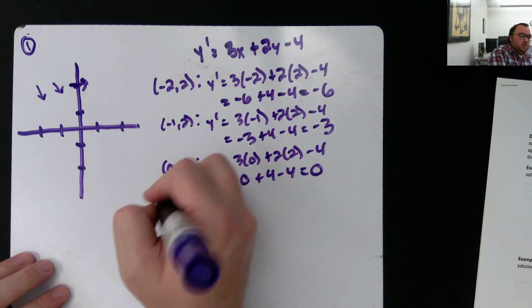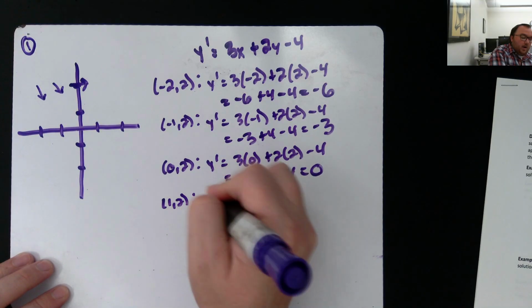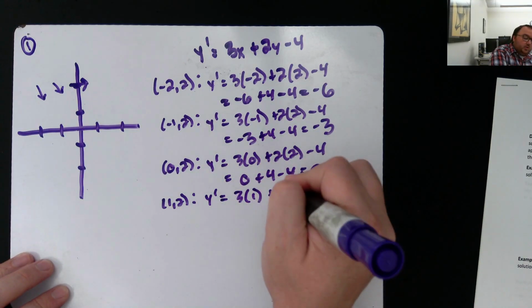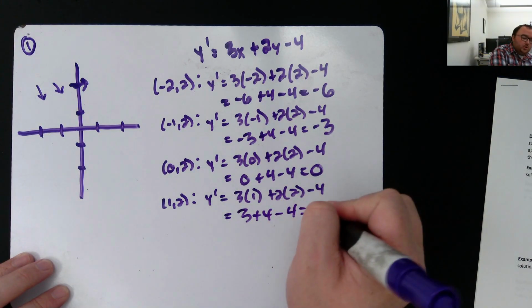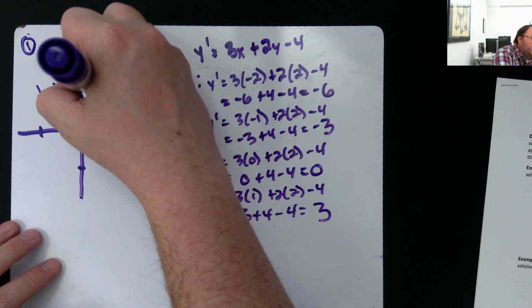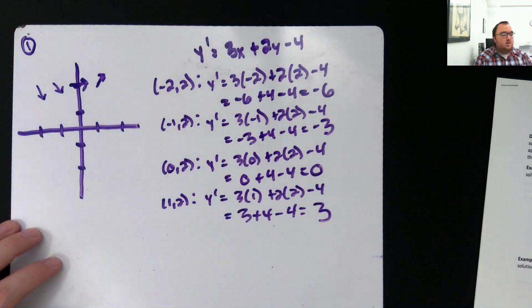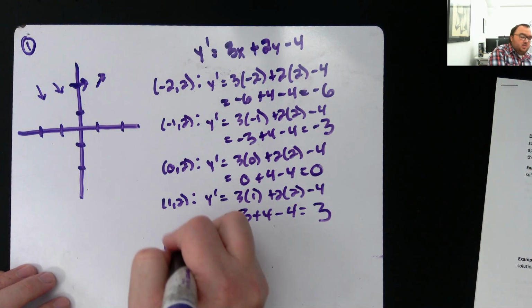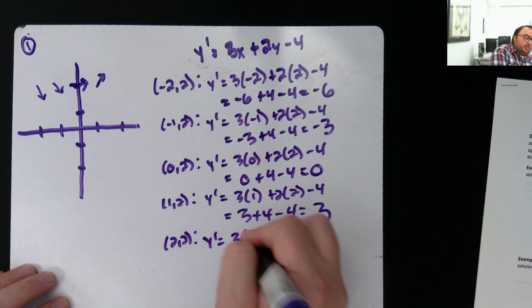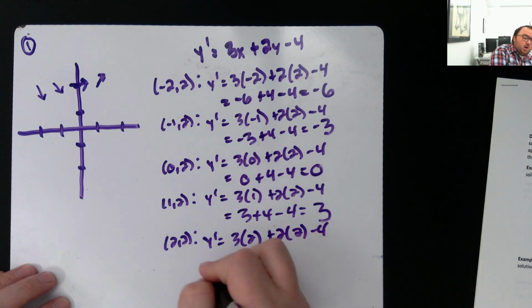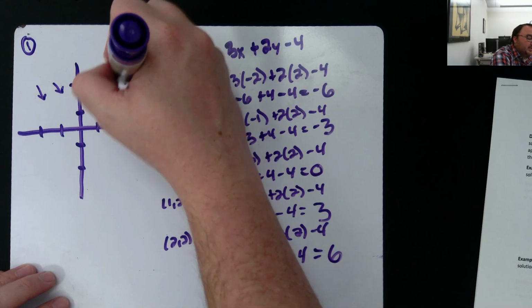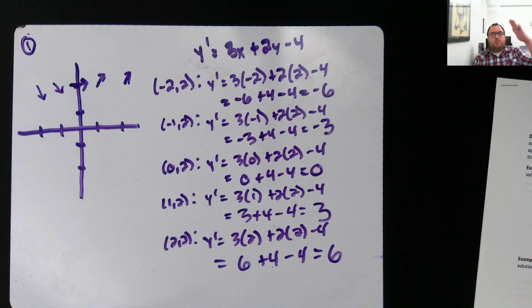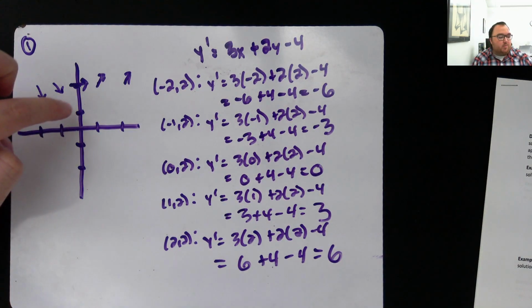Next point is (1, 2). Y prime equals 3 times 1 plus 2 times 2 minus 4. That's 3 plus 4 minus 4, which is 3. So my slope there is 3, so draw a line segment with the slope of 3. And then I have (2, 2). Y prime equals 3 times 2 plus 2 times 2 minus 4. That's 6 plus 4 minus 4, which is 6. So draw a line segment there with the slope of 6. Again, I really only care about pointing up, straight, or down. You're going to do that for every single point in here.